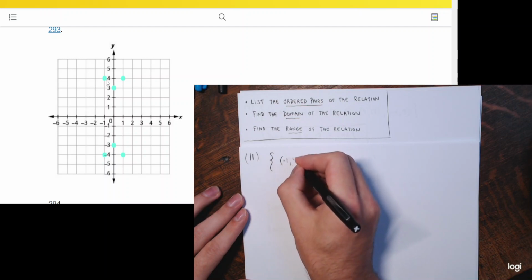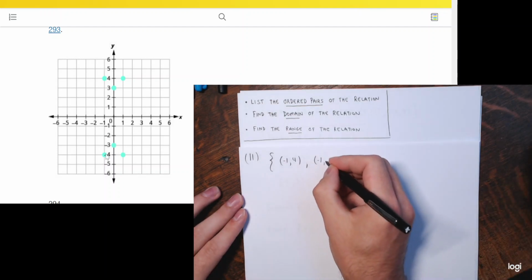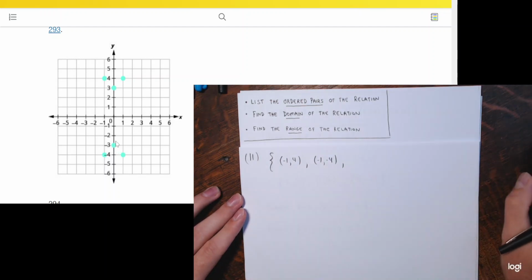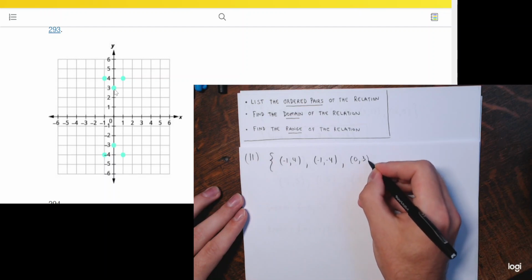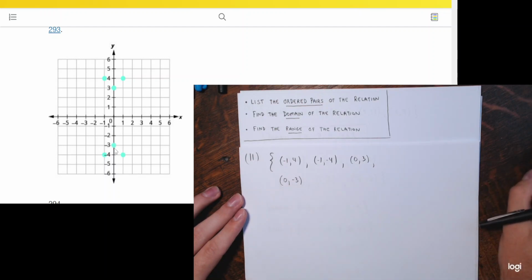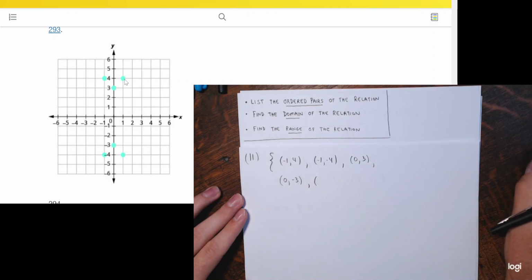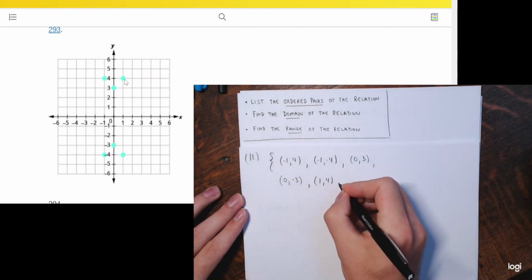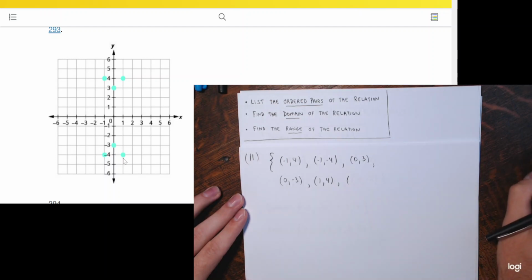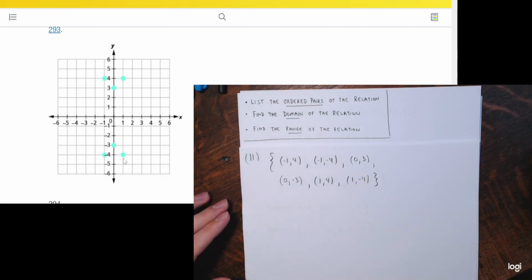-1, 4. But then there's one down here with -1 for x, -4 for y. Right? Then you have 0, 3, 0, -3, right down here. This point would be 1, 4, and then this last point, 1, -4. And there you go, right? Another set of just 6 ordered pairs.